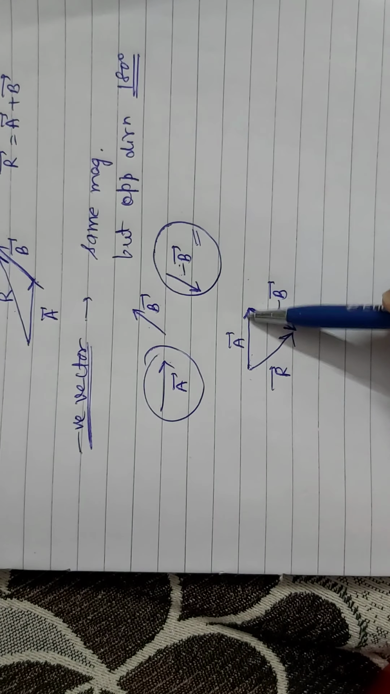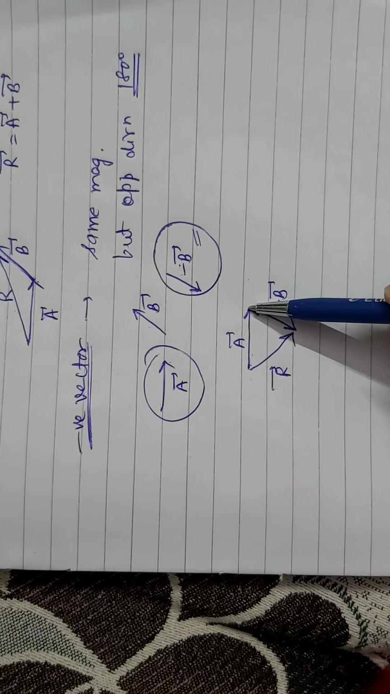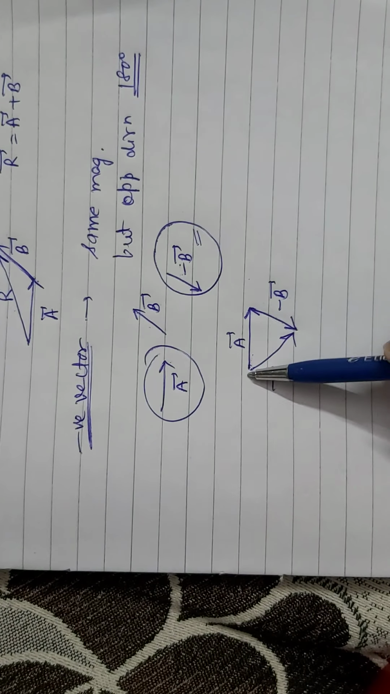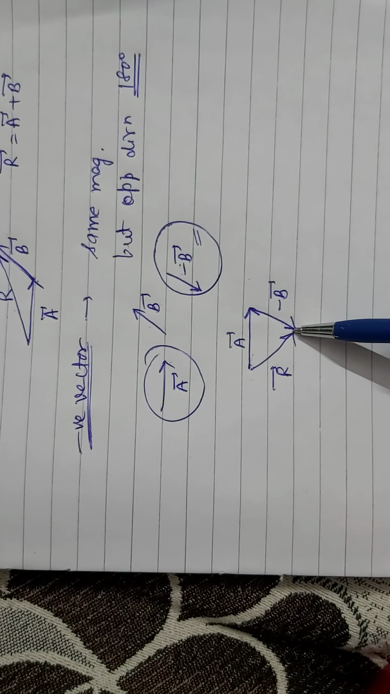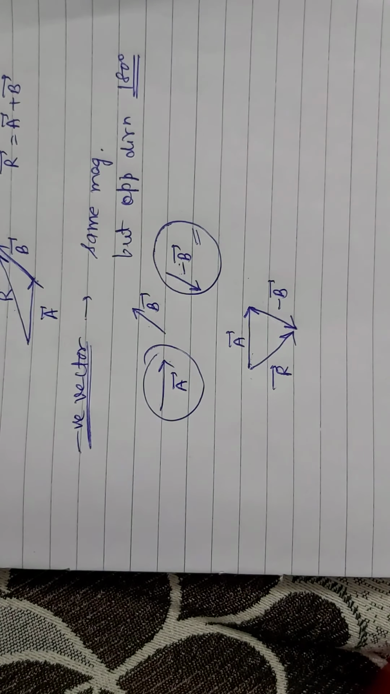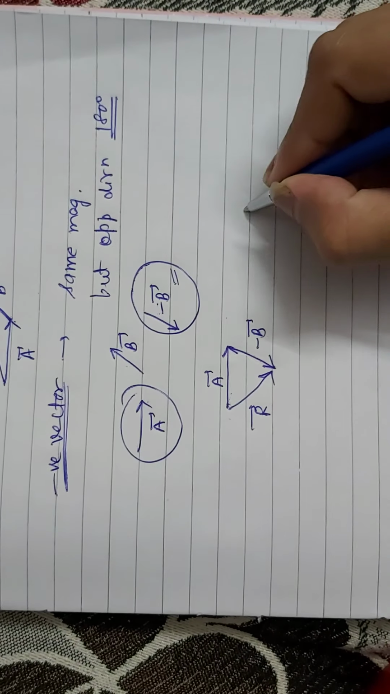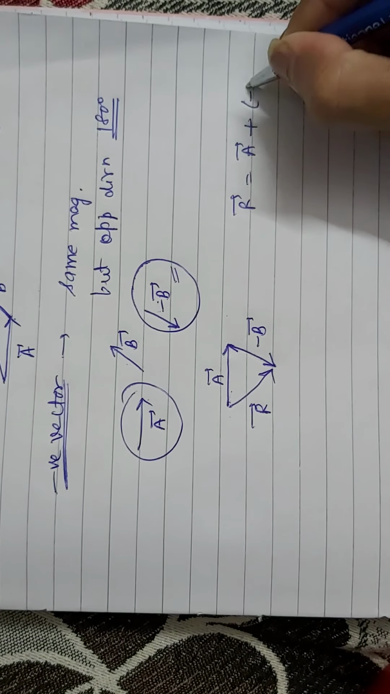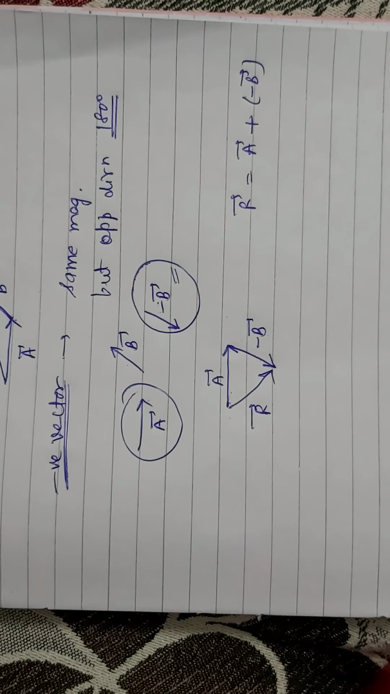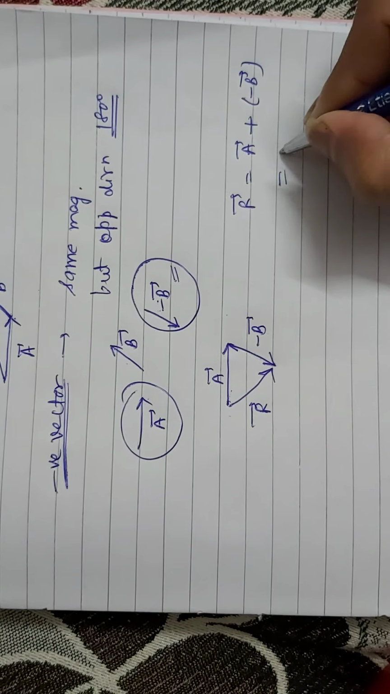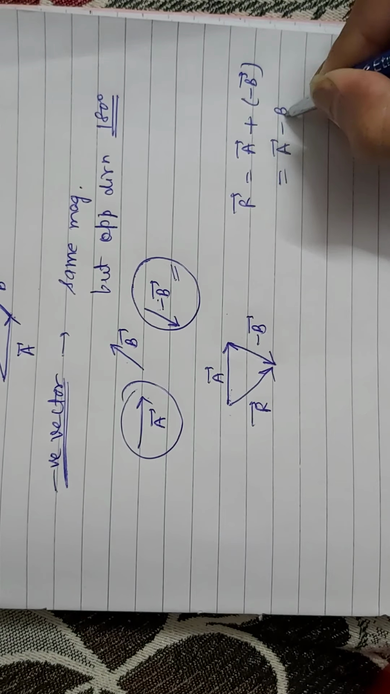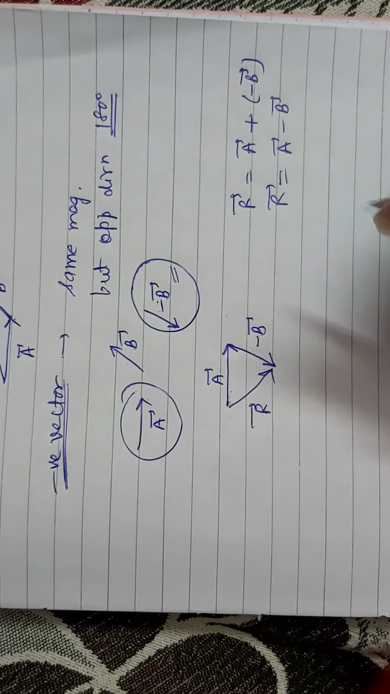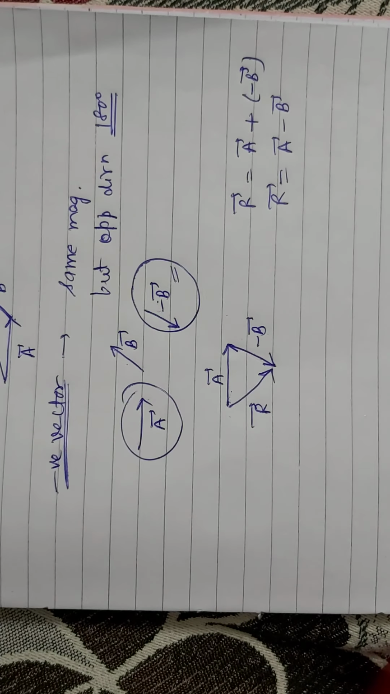Okay, we are moving in the same order. A vector minus B vector. Then the tail of A when joined with the head of negative B, it is representing the R vector, and the R vector is what? It is the sum of A vector and negative of B vector, and if I open this bracket, then I will get A minus B. So this time R is representing A minus B.